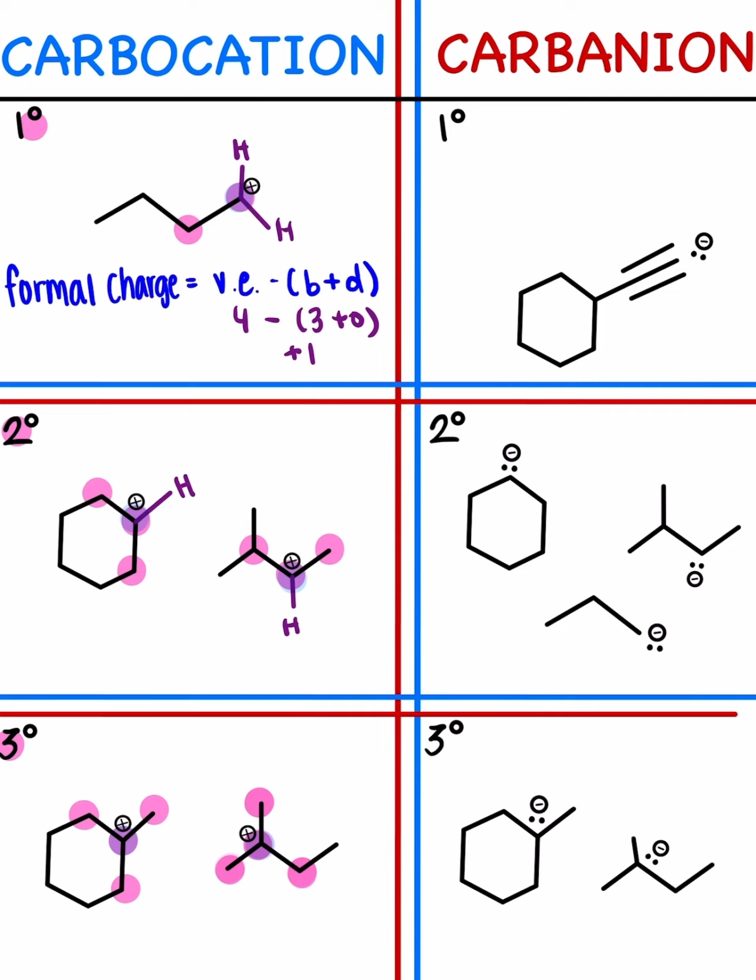So you can think about it, 3 minus 1 would be 2 hydrogens. 3 minus 2 would be 1 hydrogen. 3 minus 3, 0 hydrogens. Just extra information for you guys to process.